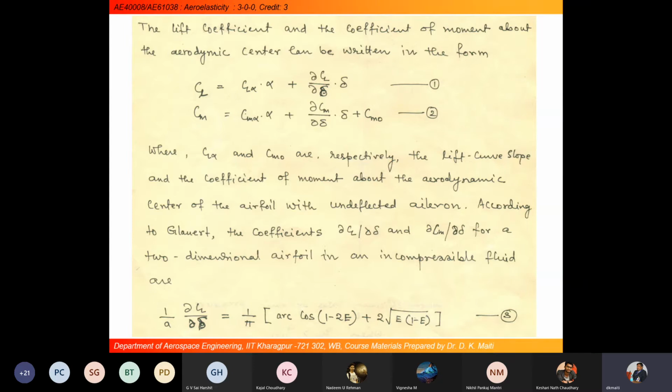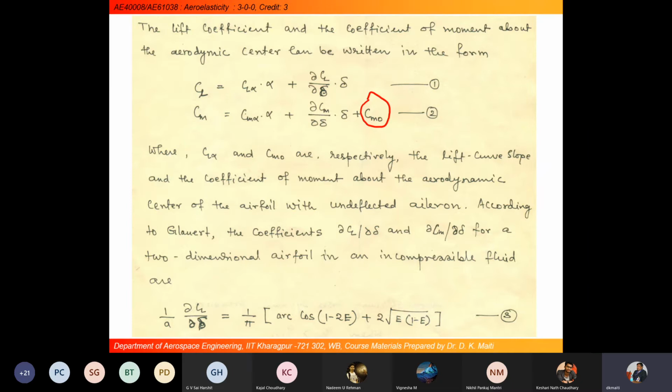If we look at the aerodynamic coefficients, the lift coefficient and the coefficient of moment about the aerodynamic center, we will get equations like this: CL equal to CL alpha into alpha plus del CL by del delta into delta, and CM equal to CM alpha into alpha plus del Cm by del delta into delta plus Cm naught, where CL alpha and Cm naught are respectively the lift curve slope and the coefficient of moment about the aerodynamic center of the aerofoil with undeflected aileron.